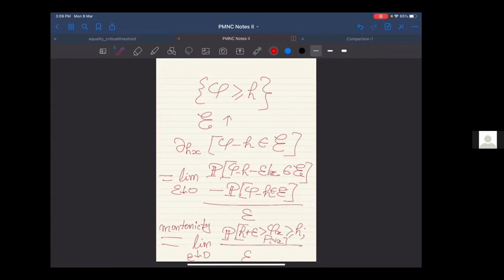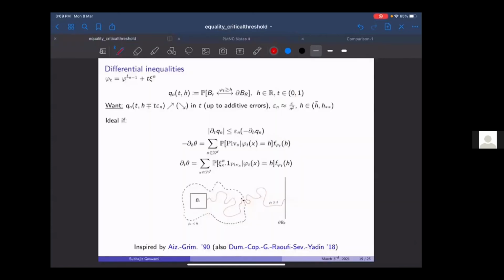Why so? Why PVX? So what is PVX? Let's get back here. PVX is the same thing that we saw in the previous course, which essentially says that the point x is pivotal for this connection event.